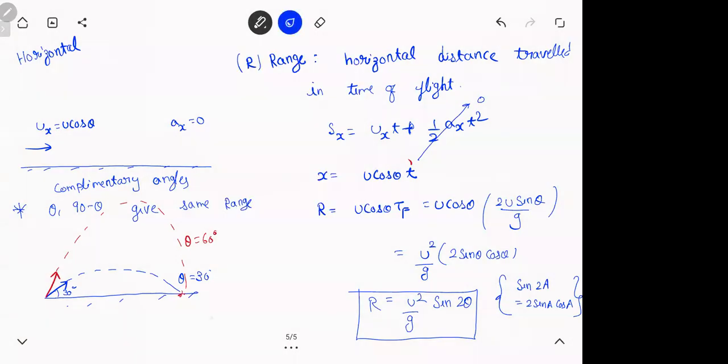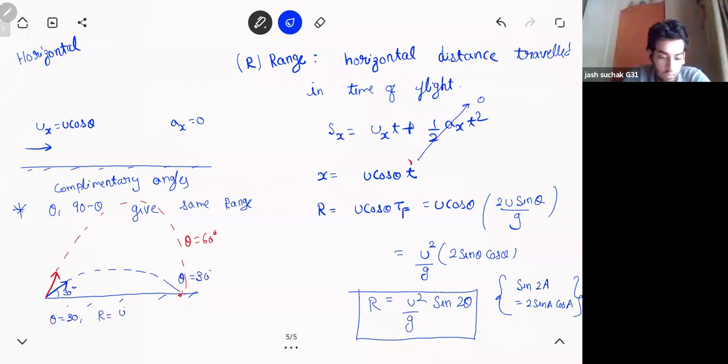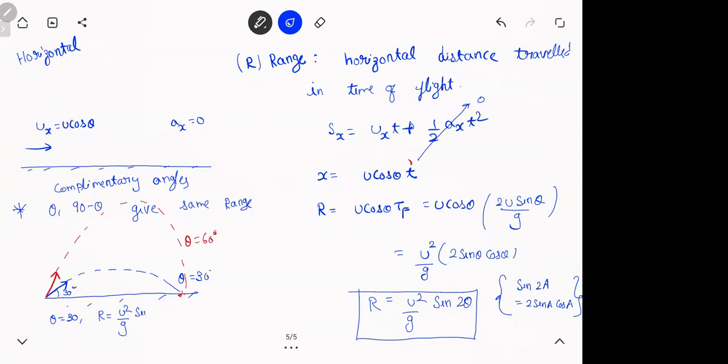You can check it out. You can prove it. See, अगर theta 30 है, so what is range? U square by g sin 2 into 30, that is sin 60. So u square by g sin 60 is root 3 by 2. Suppose if theta is 60, u square by g sin 2 into 60, that is sin 120. What is sin 120? Root 3 by 2. You can manually check for 30 and 60, you get the same value.